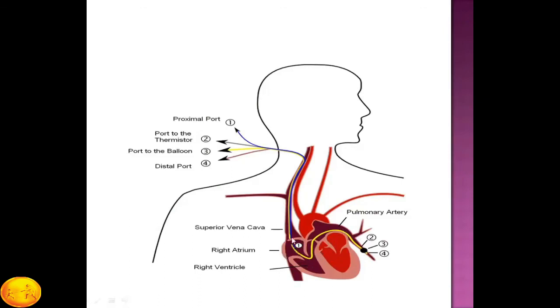As I told you, there are different pressures in the RA, RV, and PA. Because of these different pressures, there will be different waveforms. So we can assess that now the catheter is in the RA when the wave changes. When the waveform changes again, we can see that we are in the RV. Then again the waveform changes and we can conclude that we are in the pulmonary artery. So this is the pictorial form of how the pulmonary artery catheter balloon is located here.